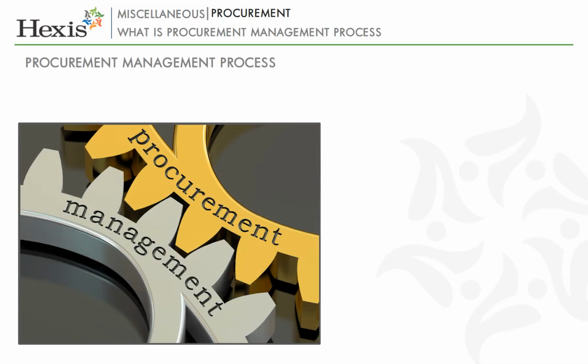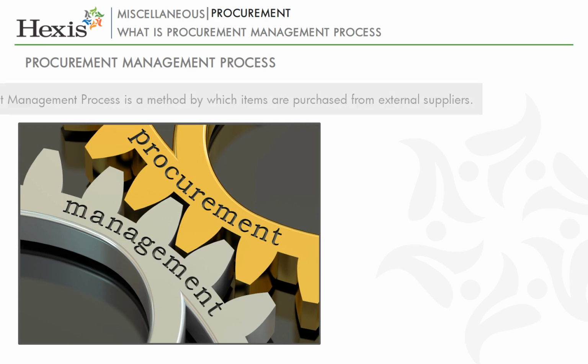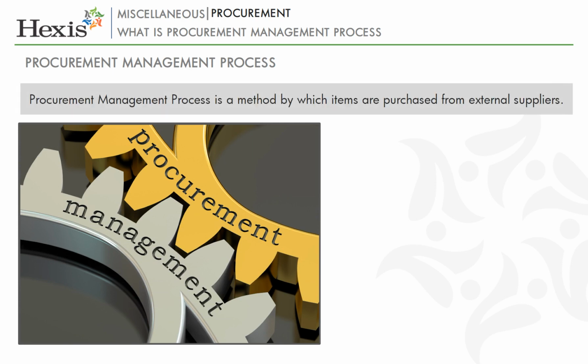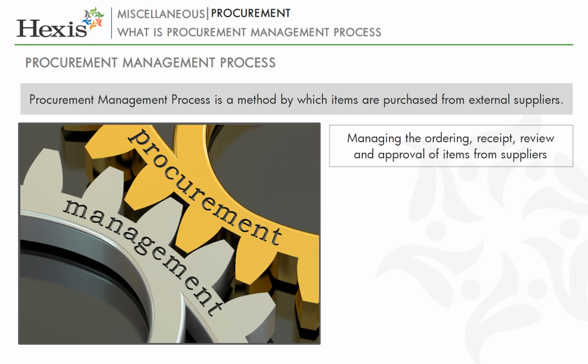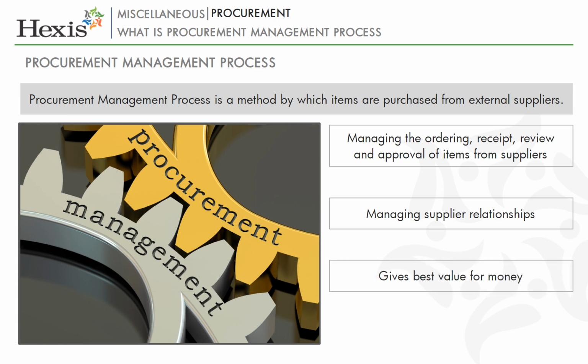Next, let's learn about the procurement management process. A procurement management process, or procurement process, is a method by which items are purchased from external suppliers. The procurement management process involves managing the ordering, receipt, review, and approval of items from suppliers. A procurement process also specifies how the supplier relationships will be managed to ensure a high level of service is received. This is a critical task in procurement management. In a sense, the procurement process helps you get what you have paid for.